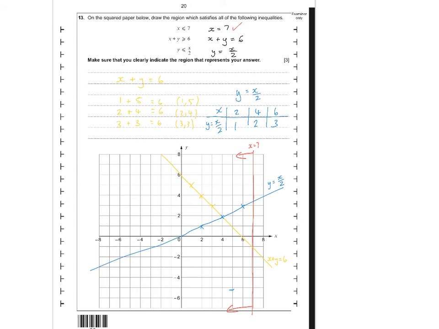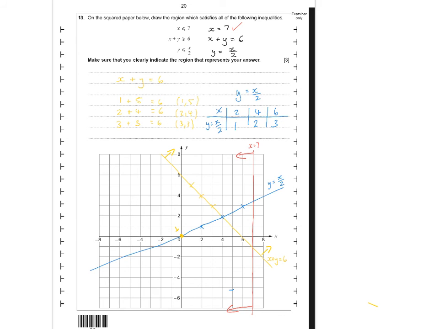So what I go and do is I go and choose a really nice set of coordinates. I'm choosing this one here. Here, x is 0 and y is 0. Okay, so I'm going to sub that into this formula here. 0 add 0 is greater than or equal to 6. Is that true? 0 add 0 is 0. 0 is greater than 6. That's not true. So that means this point here is not the side that I want. So that means it must want all of these numbers this side of the line.